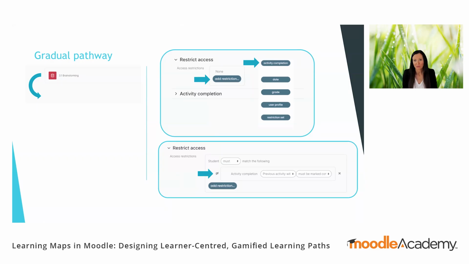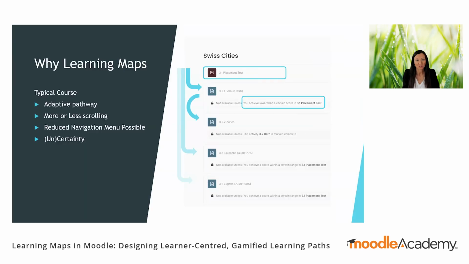And the last scenario that I wanted to show you, that's all without learning maps, is that you could, of course, change the whole setting by having something like a placement test or a quiz at the beginning, and have some kind of adaptive pathway situation that the learners get after the placement test. They get access to one of these cities depending on the results of the test.